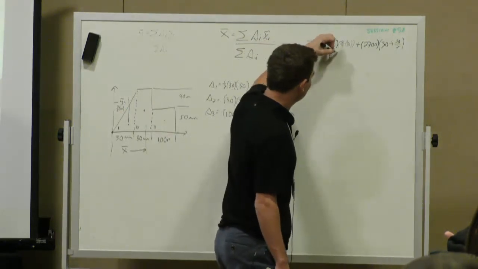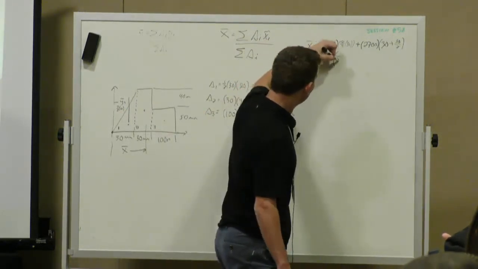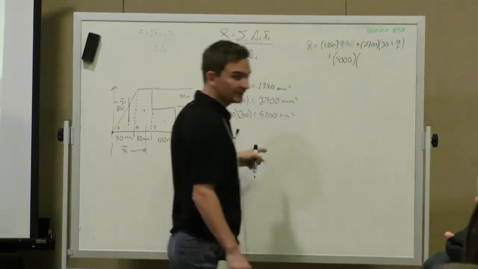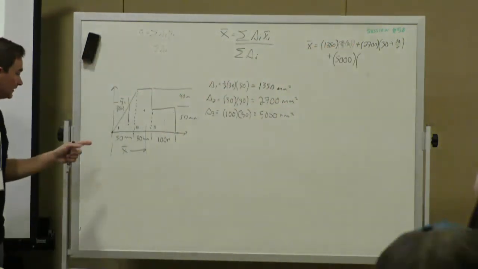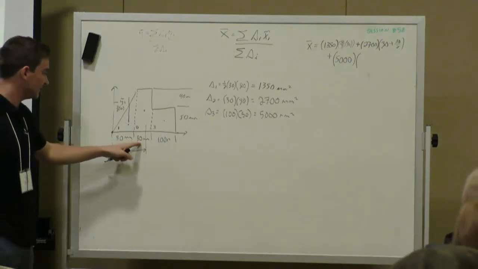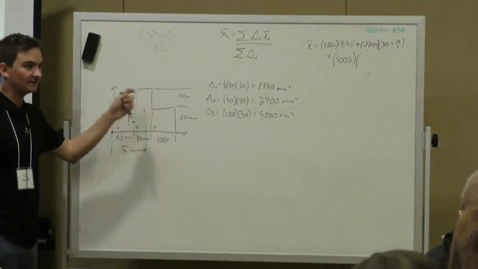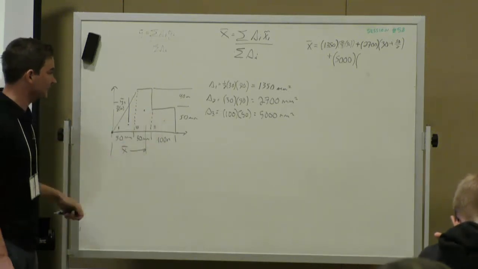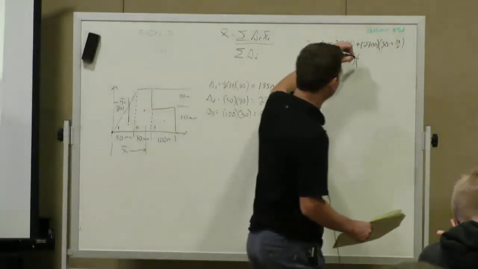Now area 3, we determined, is 5,000. And what is that centroidal distance? 110. Yeah, we have our 60 plus 50. So 100 divided by 2 is the centroid of this shape, plus the distance from the origin. So 110.